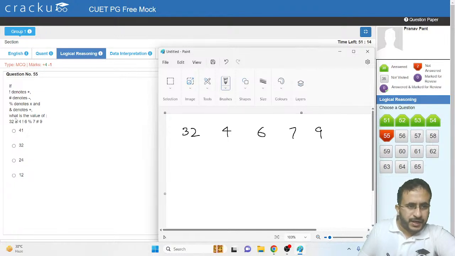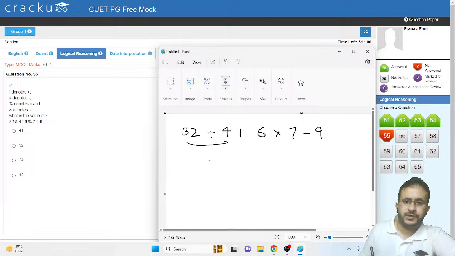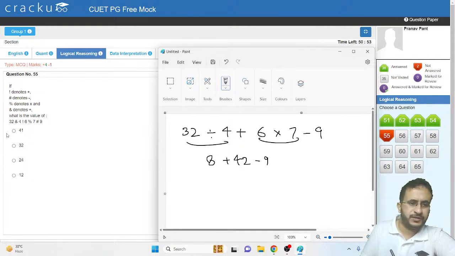Okay, so 32 and means division by 4, and this means plus 6, and 7 is percentage, which is multiplication, and this should be minus, right? Hash means minus. This is what we have to do. So 32 by 4 is 8, and this is 42 plus 42 minus 9. Okay, 50 minus 9, 41.